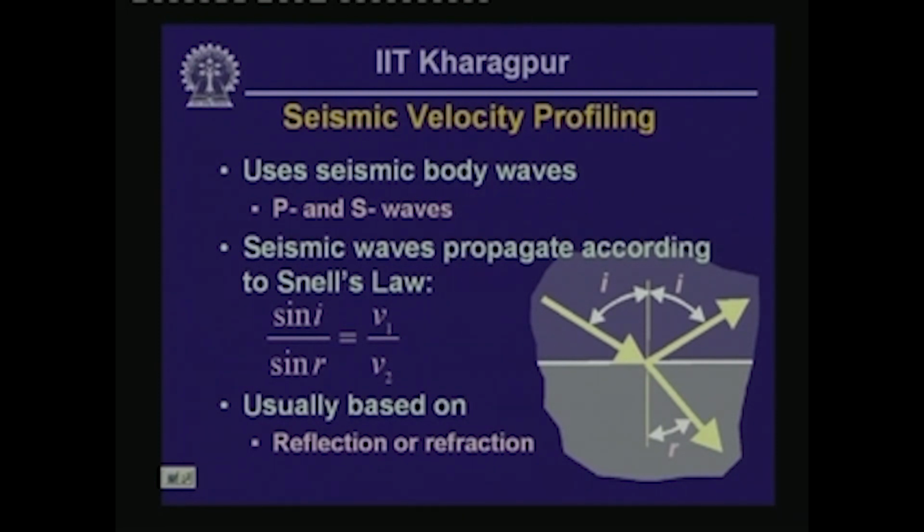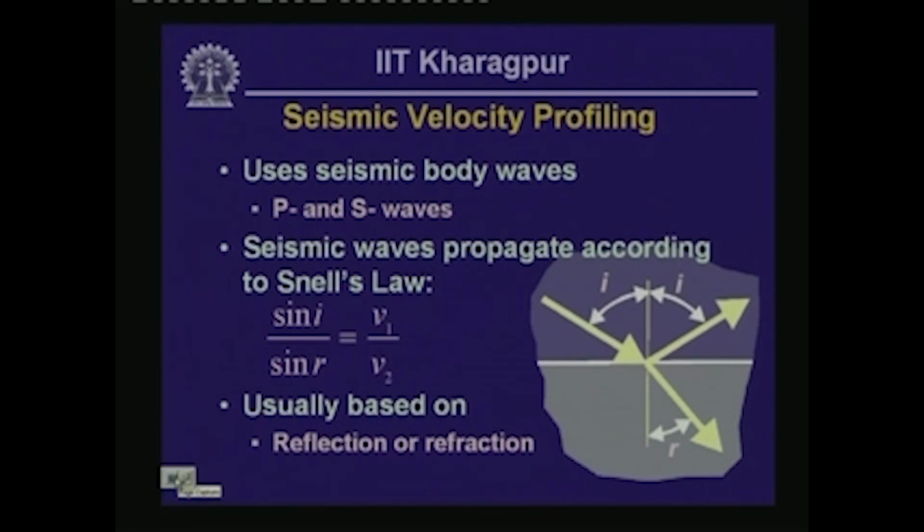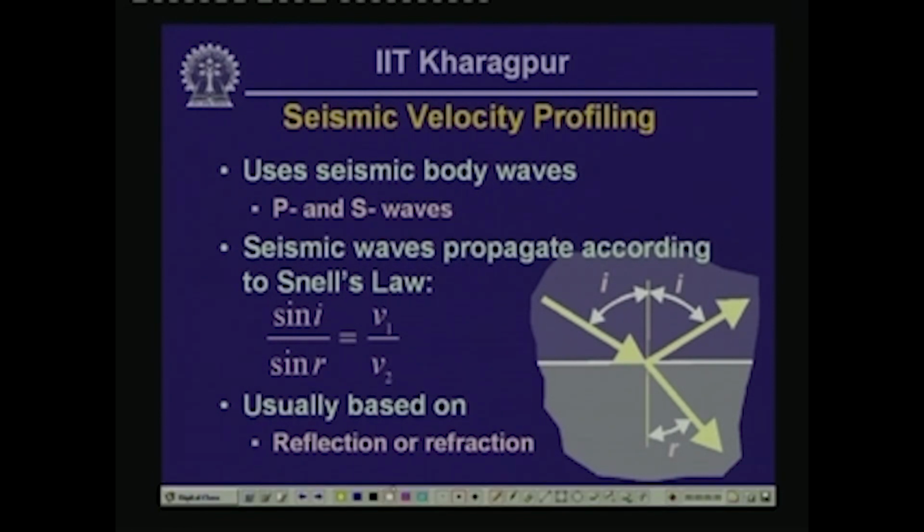S waves, on the other hand, have particle motion in a plane transverse to the direction of propagation. Now, both these body waves during propagation follow Snell's law. That means the sine of the incident angle divided by the sine of the reflected, or refracted, angle is equal to the ratio of the velocities of propagation of the waves in these two media. That is indicated on the sketch to the right.